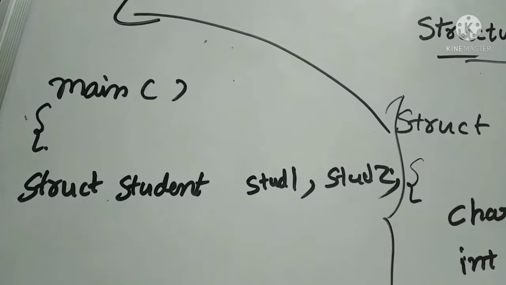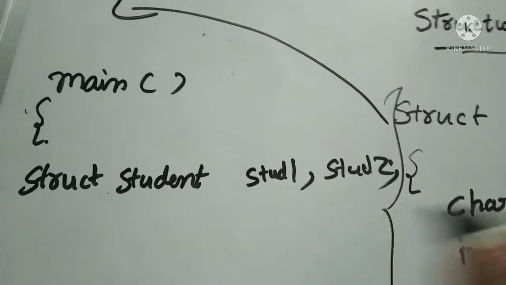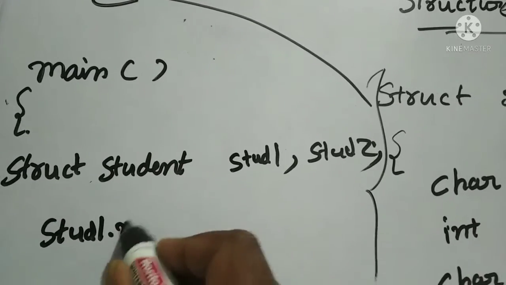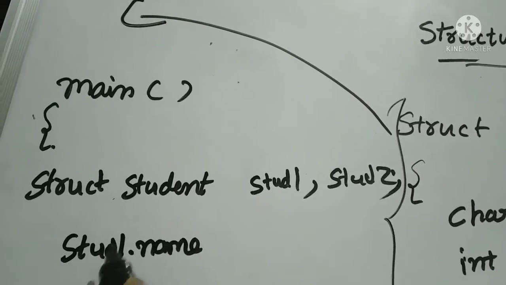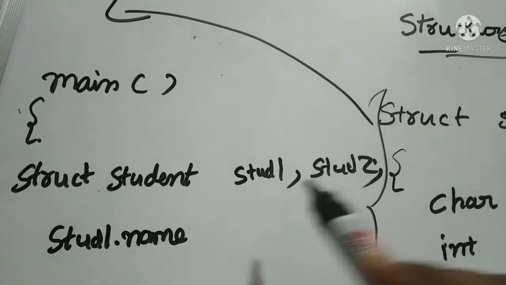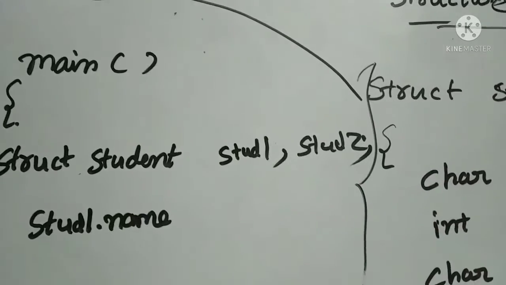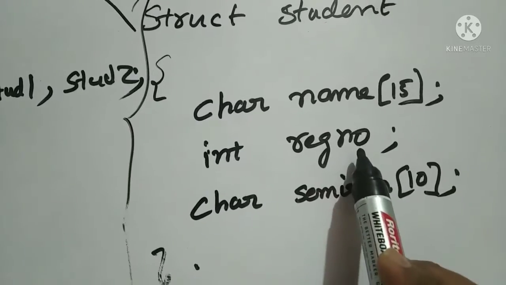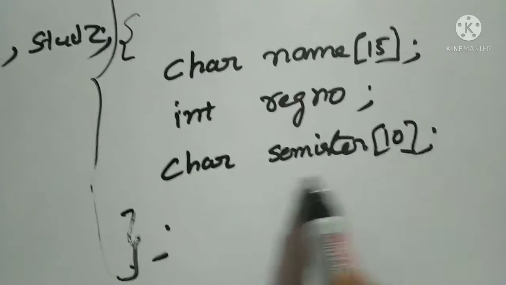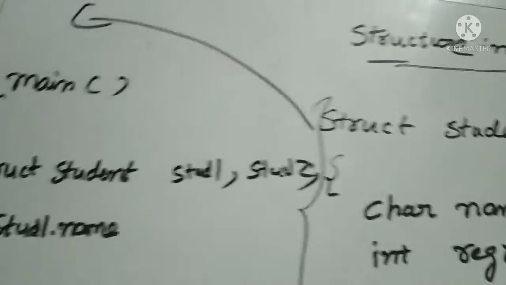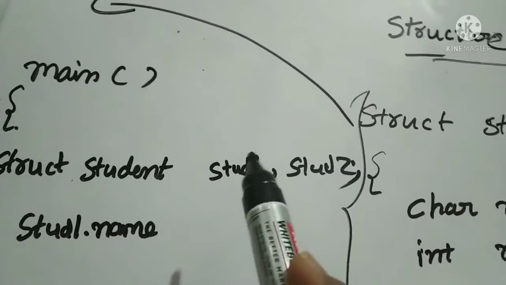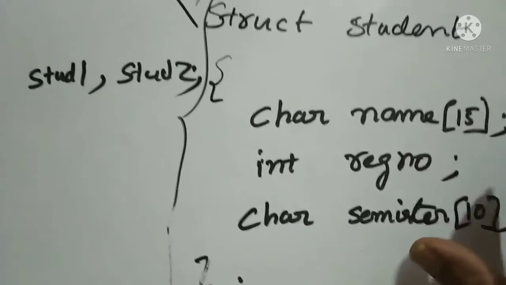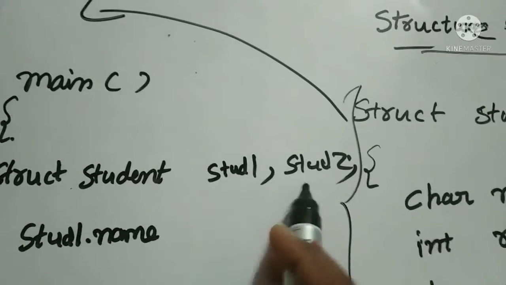Now two students are ready for us. Each student has these characteristics, so I can give each student its characteristics. Student1 dot name, and so on. Student1 has all of this, which means for each student all the memory locations are allocated: 15 memory locations for the name, 2 memory locations for the register number, and 10 memory locations for the semester. For each variable of the structure, the packet of memory we have defined is allocated.